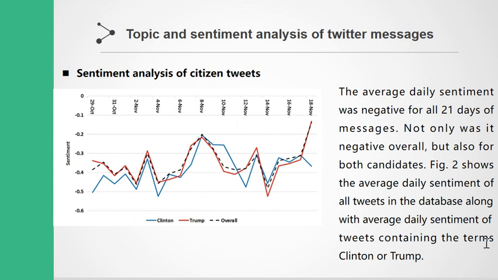Firstly, we look at this picture. The 3 lines represent Clinton, Trump, and overall. The average daily sentiment was negative for all 21 days of messages, and not only was it negative overall, but also for both candidates. It shows the average daily sentiment of all tweets in the database, along with the average daily sentiment of tweets containing the terms Clinton or Trump.